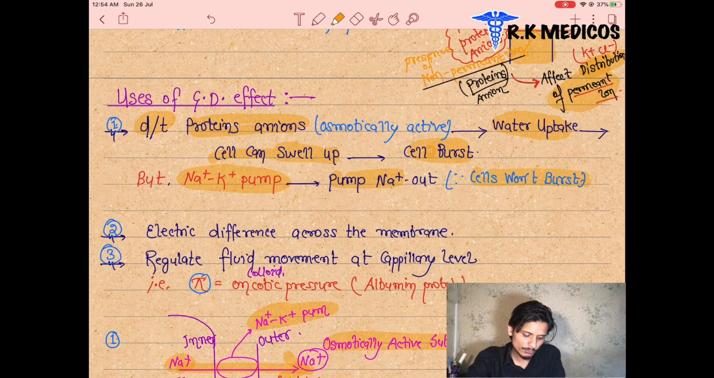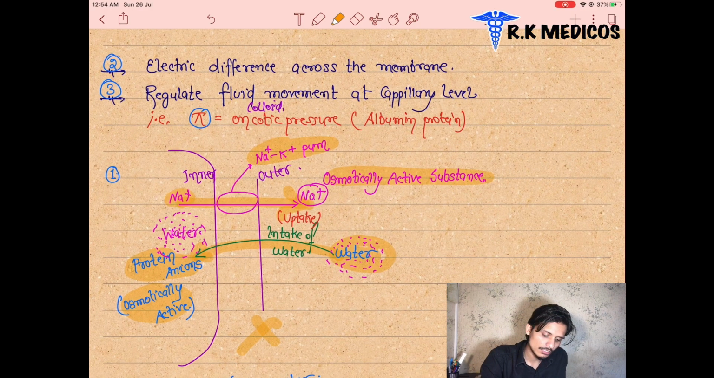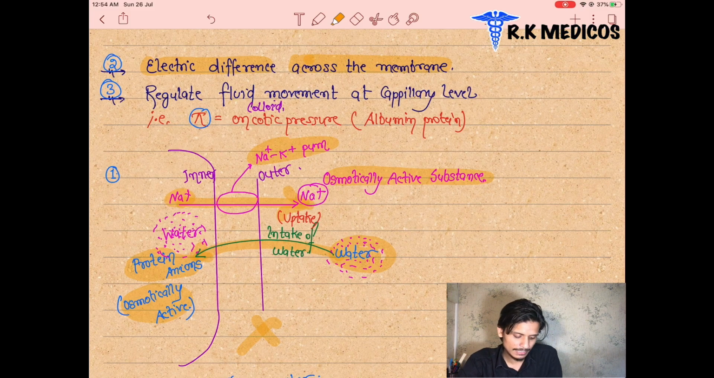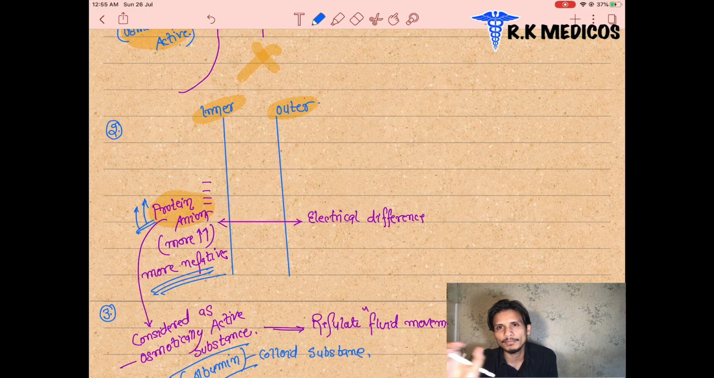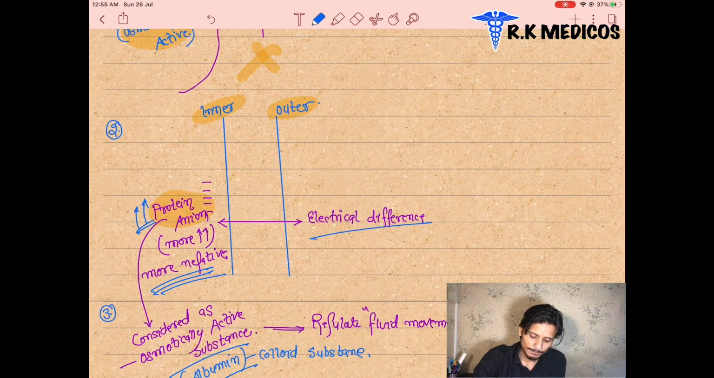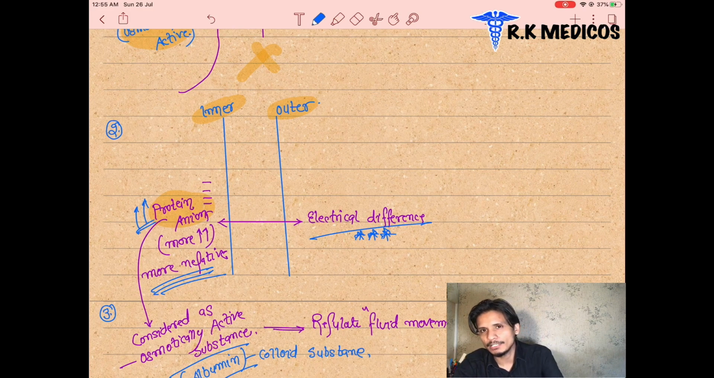Next we can see the electrical difference across the cell membrane, how it is created due to the Gibbs Donnan effect. We can see here the inner part and outer part of the cell membrane. In the inner part, the protein amount is present, and the proteins are ions. They are osmotically active. They are more inside the cell. In the inner part, the protein is more, and there are more negative charges, and outside the cell there are positive charges. They create a potential gradient, and that is called electrical potential basically. The potential created here due to negative and positive charges is called electrical potential.